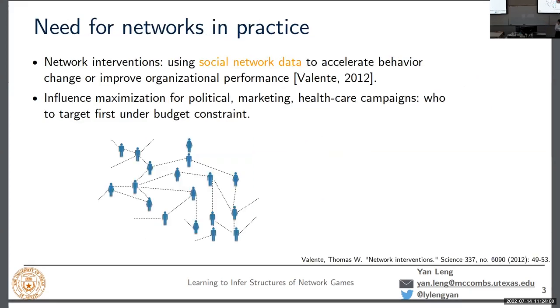In practice, we need this underlying influence network to design network interventions, which can be useful to accelerate behavioral change or improve organizational performance. These are really useful if we want to design a political campaign, for example get out the vote, or a marketing campaign, or a healthcare campaign for people to adopt some healthy behavior. With the network information, understanding who could affect the decision making of one another could help us better design the intervention strategy under a certain budget constraint.